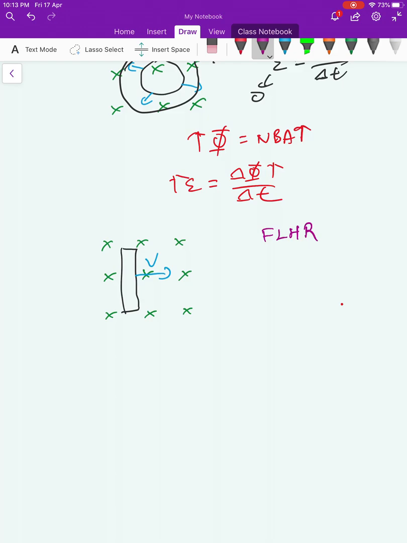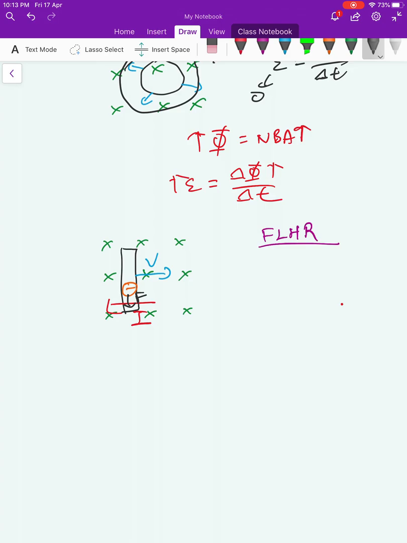Fleming left hand rule, to determine which side is positive and which side is negative. FBI, right? Maybe there's an electron here. The current is in this direction. So the magnetic force on this electron inside the conducting rod is in which direction?